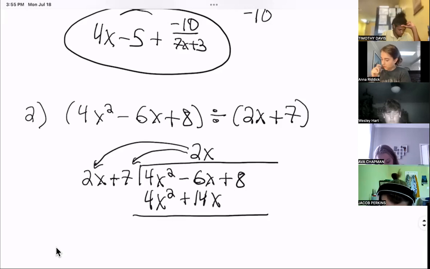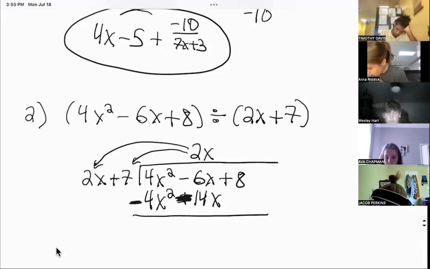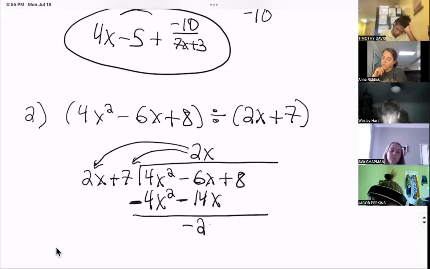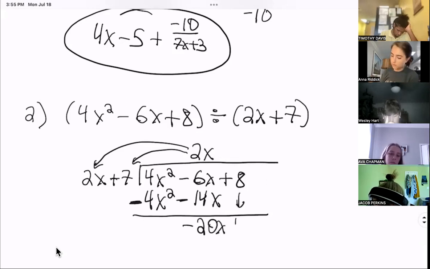What do I do? I divide. I just divided them. I subtract, but to subtract with a binomial, I have to change both terms, the signs. That's a negative, and this is now going to be a minus. With a pencil, you can just erase it. I have a pen. I'm just going to erase it now. They're both negative. We're going to add down negative 20x, bring down the plus 8.